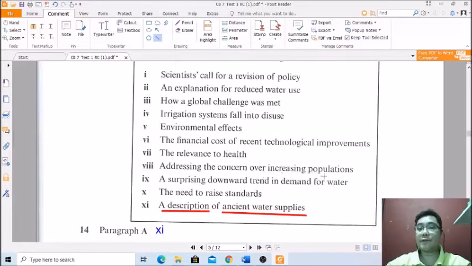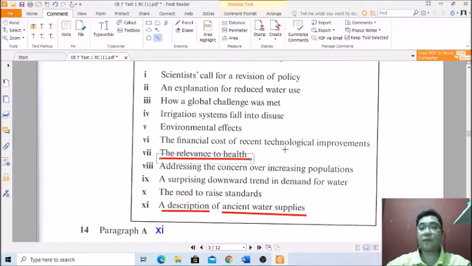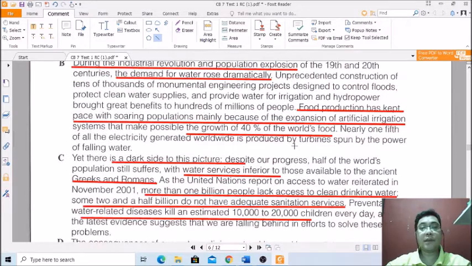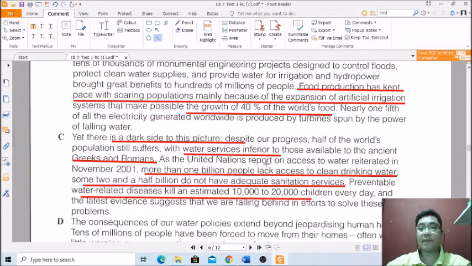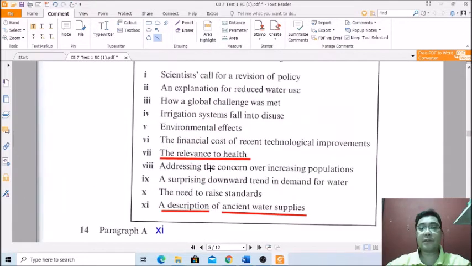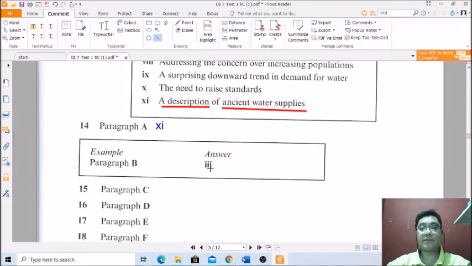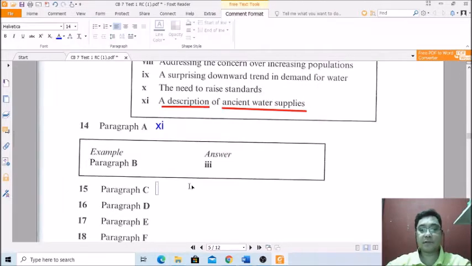Addressing the concern over increasing population. It is not about that. The surprising downward trend in demand of water is also not about that. The need to raise standards is not about that. So it seems that the relevance to health is something we're looking for. Can we check? Is there anything related to health? Yes. It says here that the lack of access to clean drinking water, and they do not have adequate sanitation. It relates to health as well. So for C, the answer is 7. So C, the answer is 7.